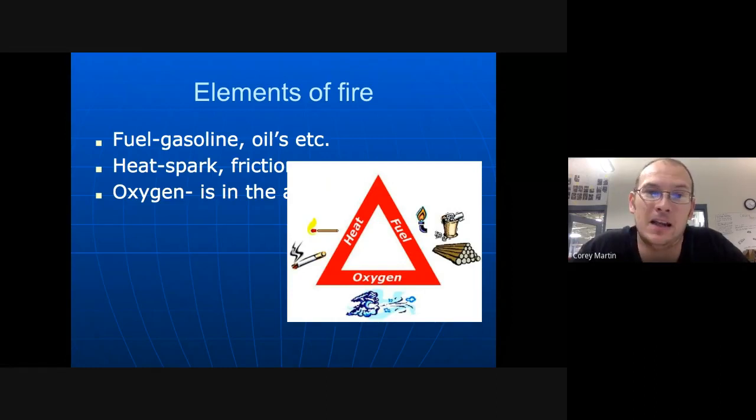Heat, and again, it doesn't necessarily have to be a spark. It can also just be friction. If you take your hands and rub them together, they start to get very hot. So friction can cause fire as well. And then oxygen. Oxygen is in the air. It's in the atmosphere all around us. So that's something that is constantly present. If you add these other two things, a fire can start pretty easily.